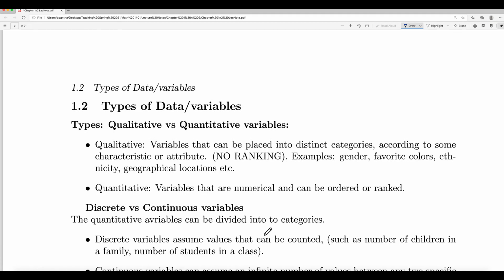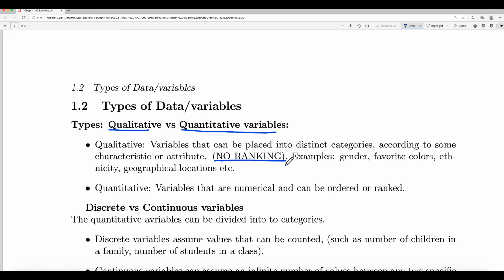Now, types of data. There are two major types of data. One is qualitative, the other is quantitative. Qualitative data have variables that can be placed into distinct categories according to some characteristics. So you cannot rank qualitative data. For example, color. If you want to know how many people in a class like different colors, then the color doesn't take numbers like 1, 2, 3, 4. It is like red, blue, green, that way. So the data does not have numbers, or you cannot rank the value of the data.